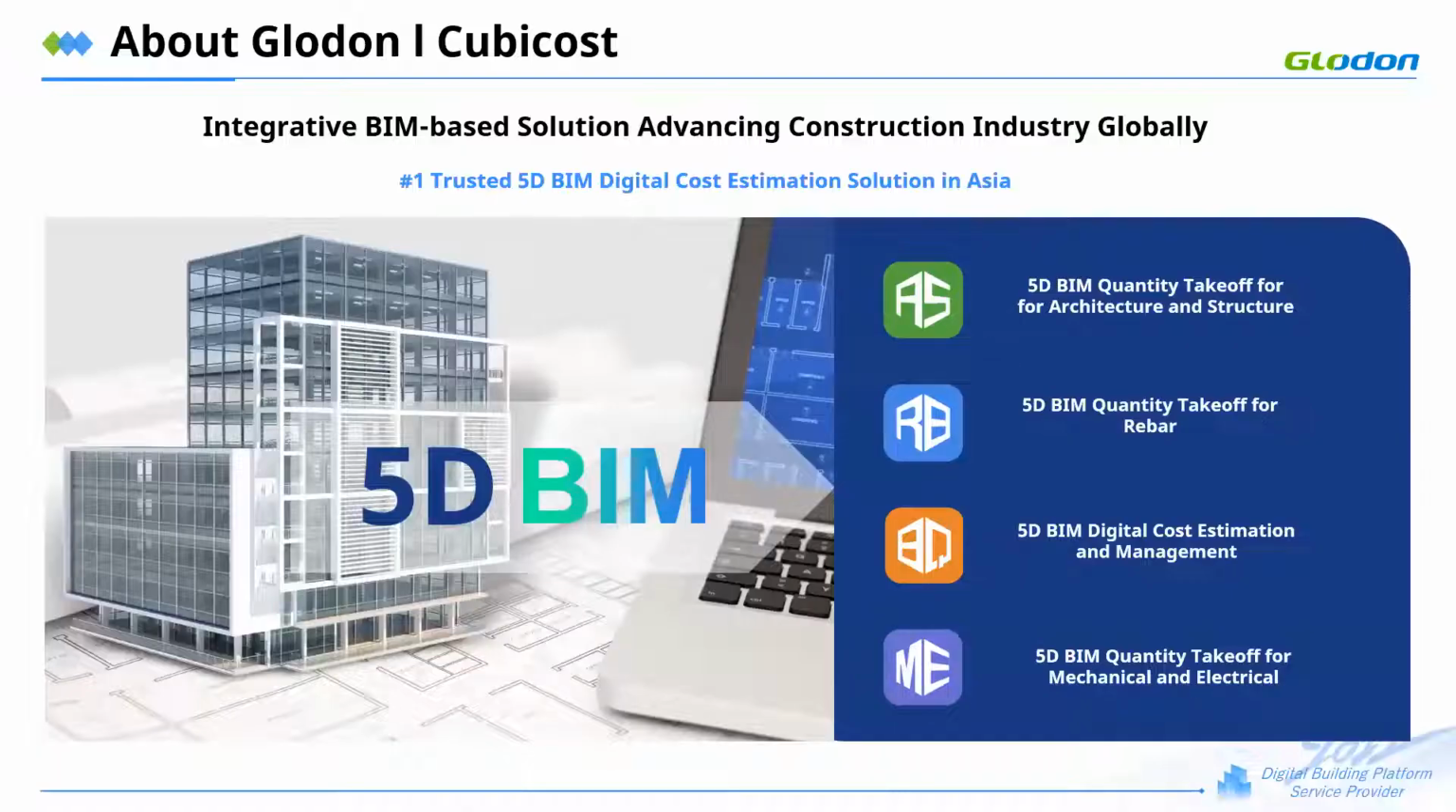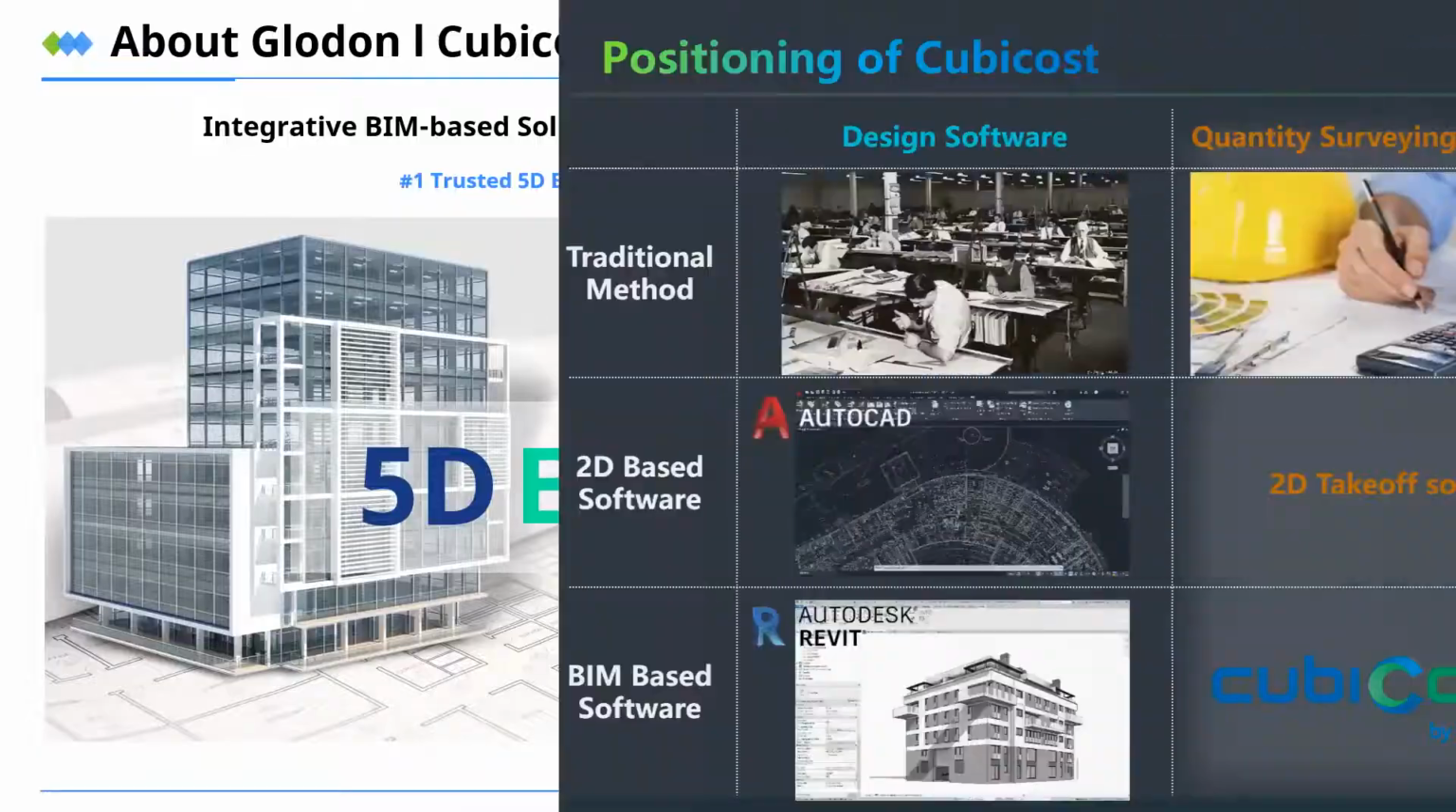So let's talk about our 4 individual software packages. First, Cubicle's TEA software. We use it for quantity takeoff of architectural and structural elements. Then we use TRB software for quantity takeoff of rebar. Then we use TBQ as our cost estimation solution, and we have TME software for mechanical and electrical takeoff. We will learn all of these software in this training course.